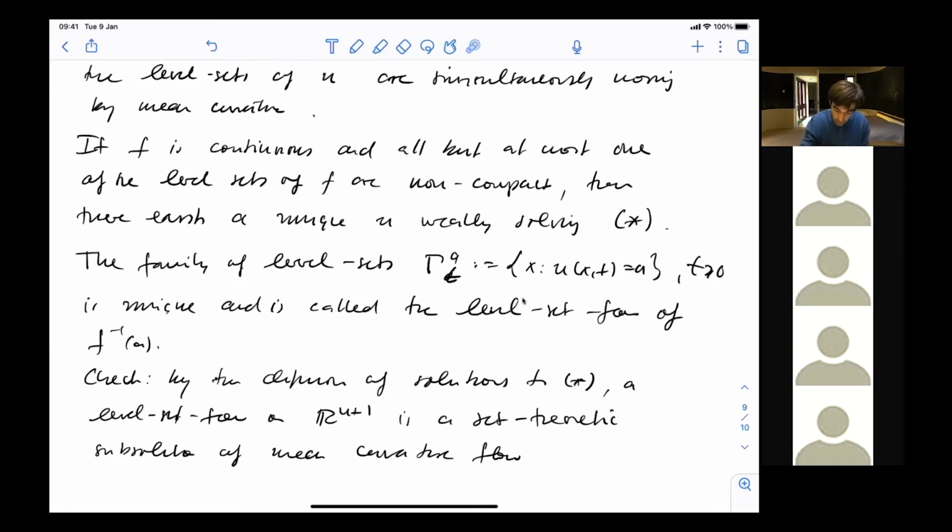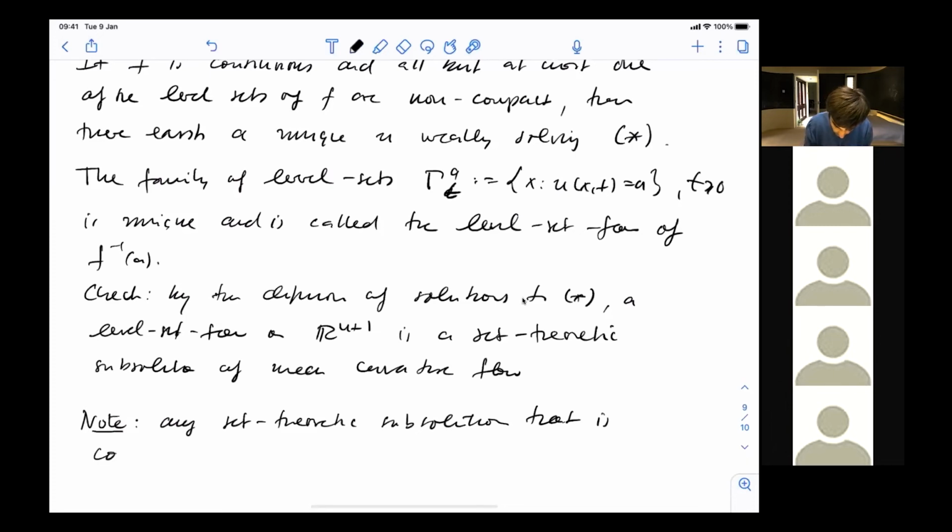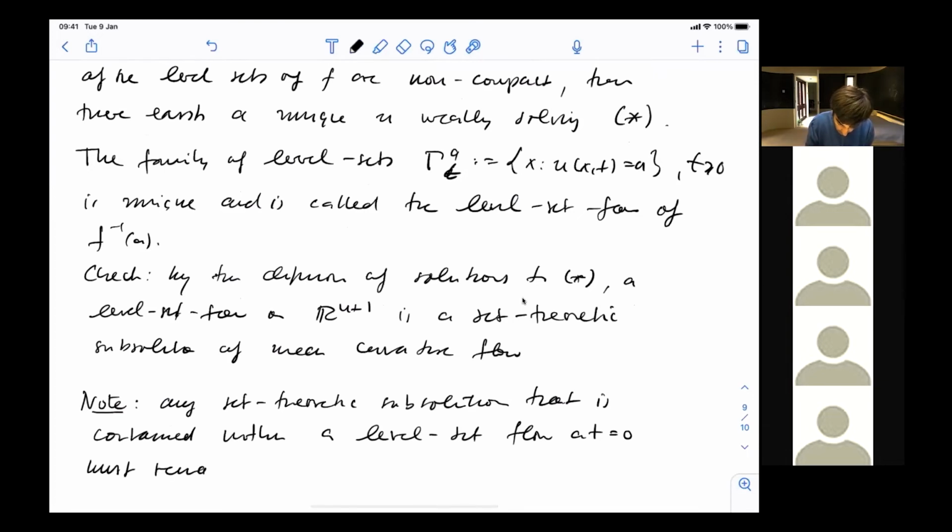So all these levels, if you take any of these, you can check these are subsolutions to mean curvature flow. But you see all these levels always avoid each other, and they always sort of foliate the whole space. Okay. Now here, note the following: any set theoretic subsolution that is contained within a level set flow at t equal to 0 must remain contained in it. Why is this the case?